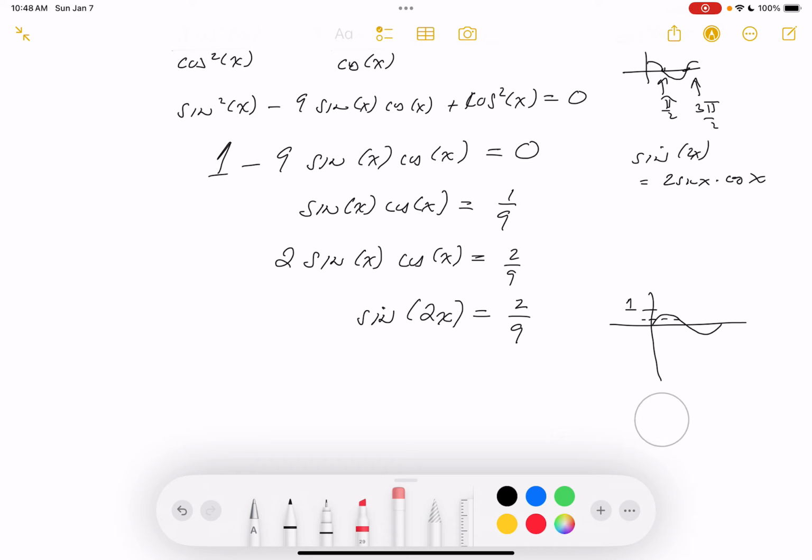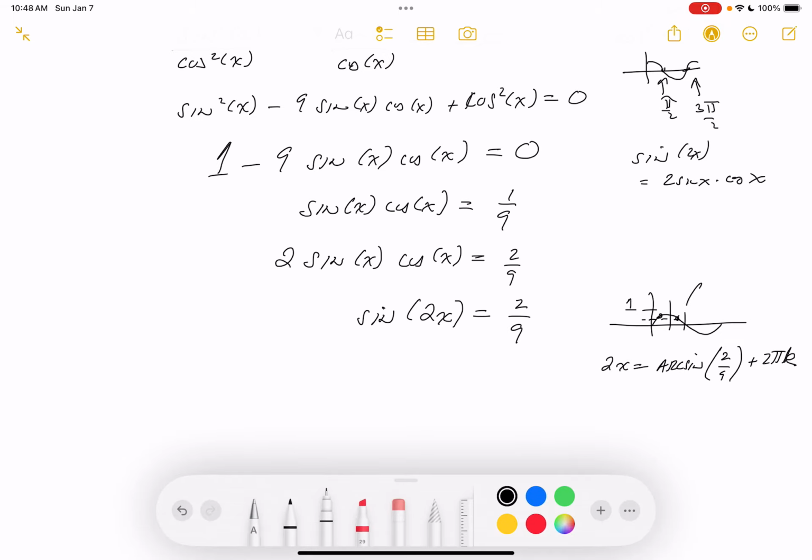I'll erase this business over here. I need more room, or write smaller, whatever. So I'm going to say 2x, I'm going to do the first quadrant, by the way, is equal to the arc sine of 2/9. But it does repeat itself. And how often? Every 2 pi k. All right? So that's this one here.